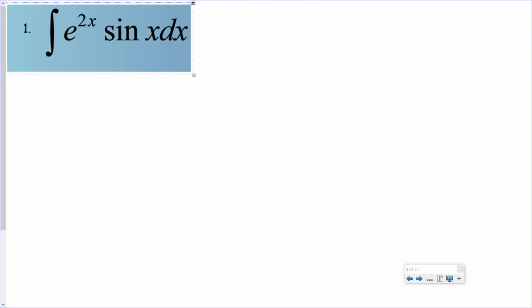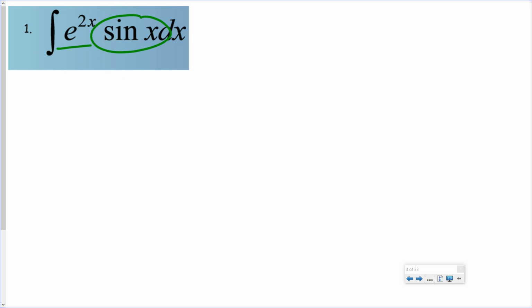Okay, what should I do? Well, I noticed that if I take the derivative of 1, like if I said this was my u, I divide by 2, you see my x's wouldn't cancel out, right? And if I said that this was my u, if I divided by cosine x, this x wouldn't cancel out. So there's not a derivative sitting next to my u.